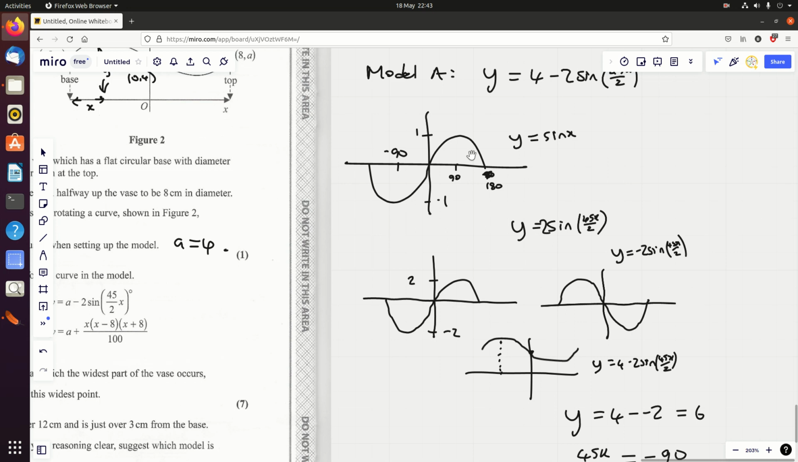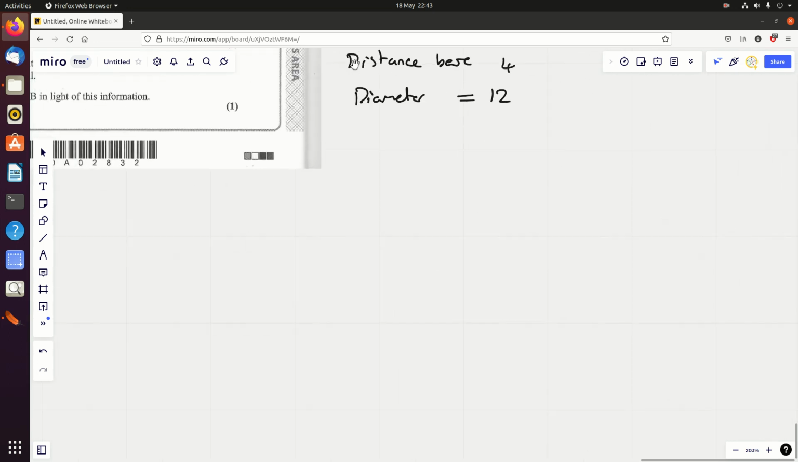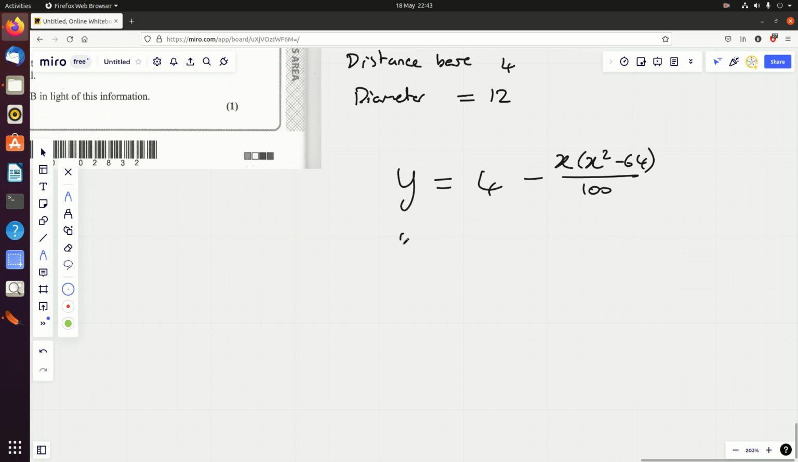Okay, next question. So model B. I'm going to do the same for model B. Now, here I did differentiate, I'll be honest with you. I was just like, okay, I'll differentiate this one because I don't feel too bad differentiating it. Even though it's cubic on the top, you see you get x times x squared minus 64 over 100. And so that is y equals 4 minus x cubed minus 64x over 100. Now, when you differentiate this, that goes to 0. Was it plus or minus? I can't remember.